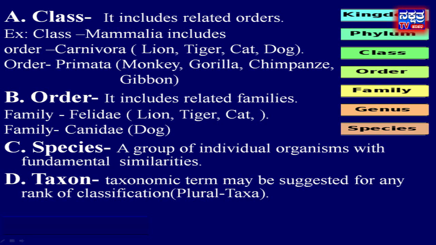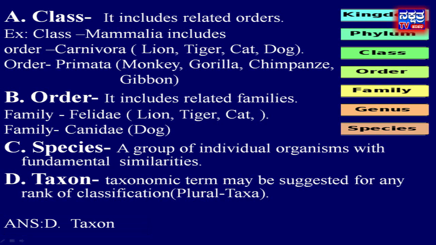Next, option B, order. It includes related families, Felidae. Felidae includes lion and tiger. Similarly, another family is Canidae. The dog belongs to the family Canidae. Then the C option is species, a group of individual organisms with fundamental similarities. Next, D, taxon. Taxon is a taxonomic term that may be suggested for any rank of classification. In the given options, the right answer is taxon.